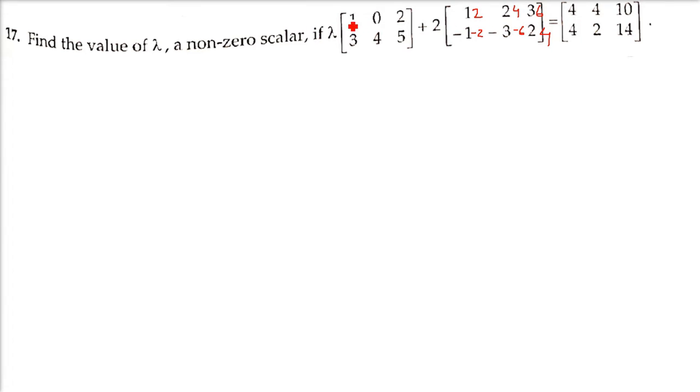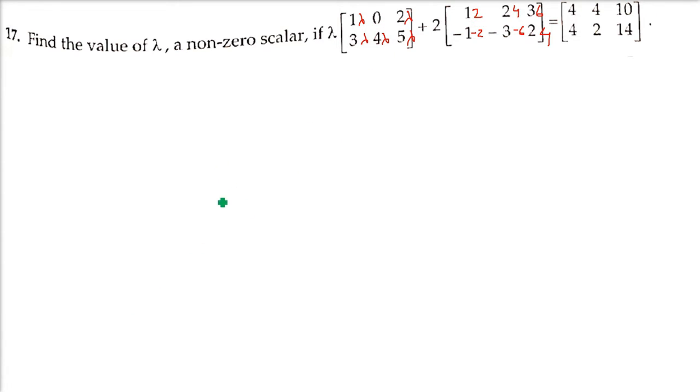So you will get a lambda here. Lambda into 0 is 0. 2 lambda, 3 lambda, 4 lambda, 5 lambda. Okay, all this red you see, just add it and then equate it to the right hand side matrix.